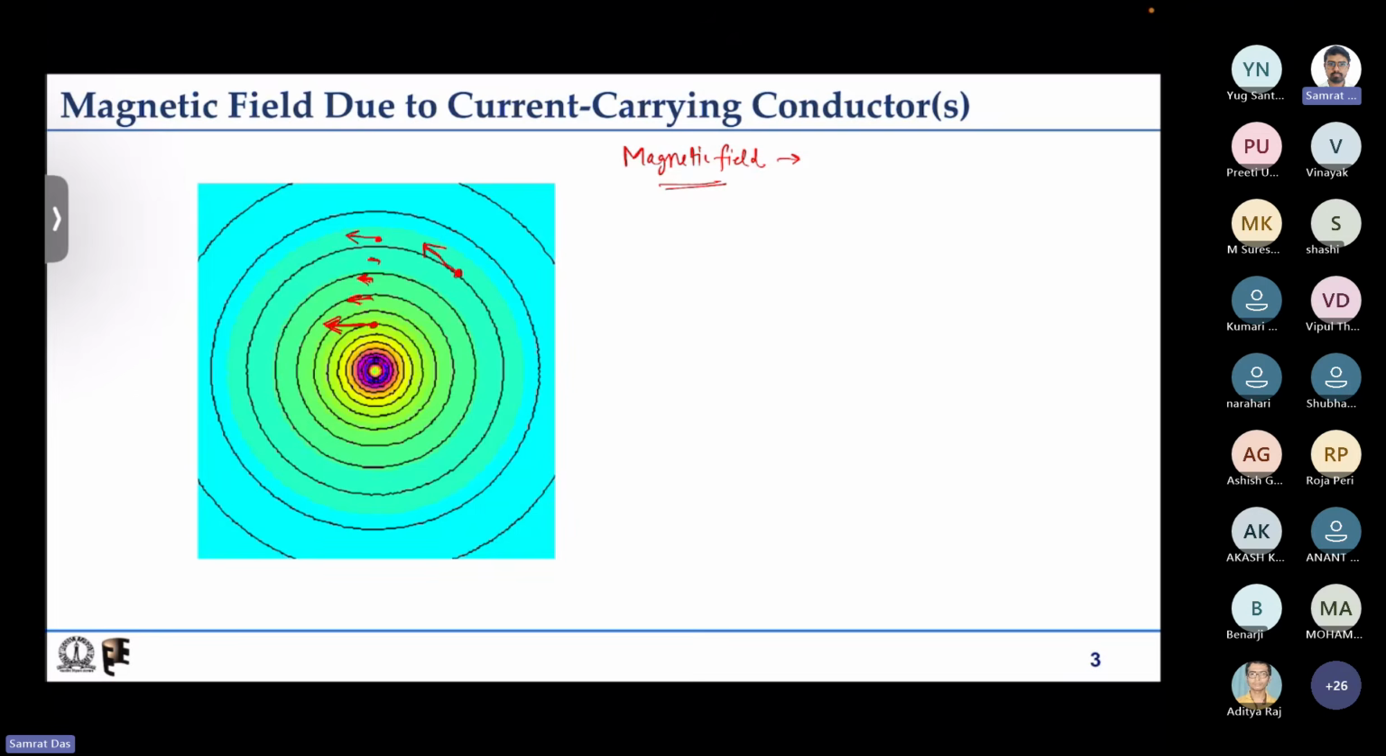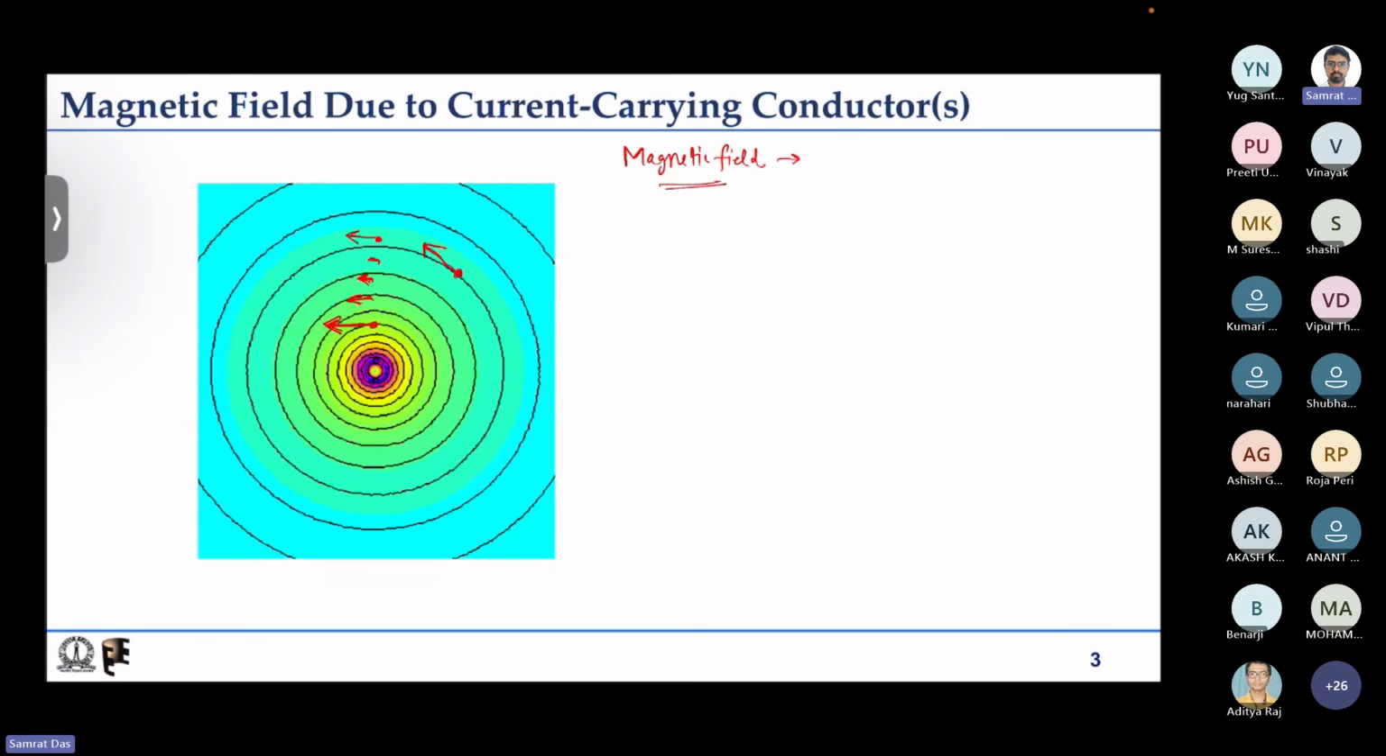So all the lines are basically enclosing the source, that is the current carrying conductor. That is one of the properties of the flux lines. Then the next property, you can see that all the lines are basically smooth. They do not have any discontinuity at any point in the space. These are the basic properties that we want to focus on as of now. We will see what happens if some other ferromagnetic material medium comes into the picture.